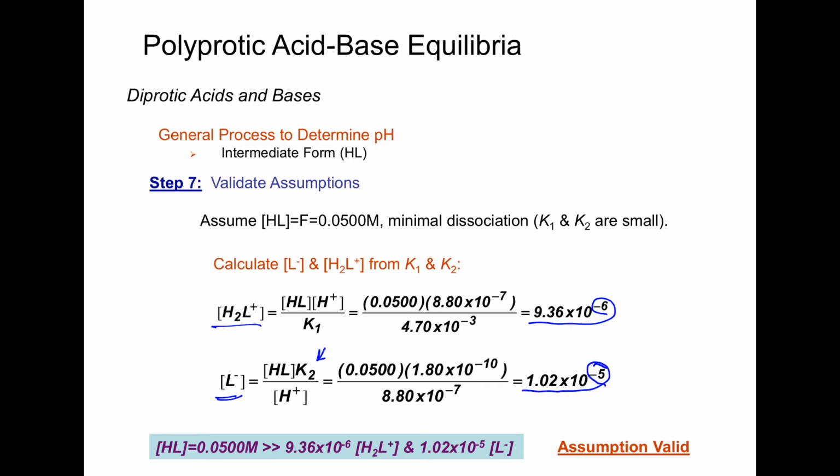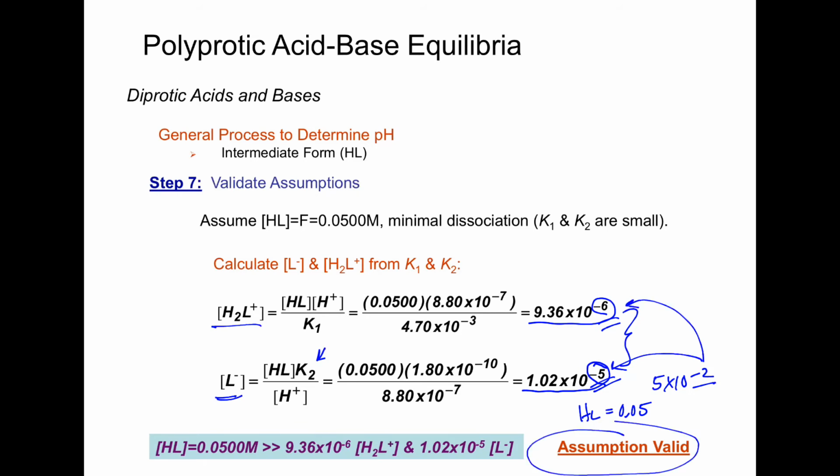So let's compare those to what our HL concentration is. We said that it should be about the same as the initial concentration, which was 0.05, so that's 5 times 10 to the negative 2. So we're comparing that to these two and making sure that these two are much lower. And I would say that that's true. That's about 1,000 times different, about 10,000 times different. So I would say that those assumptions are pretty valid.